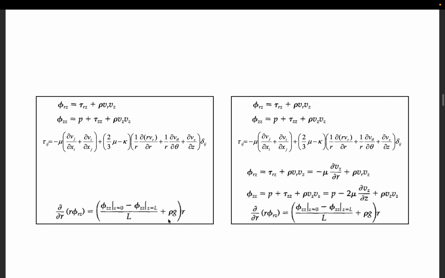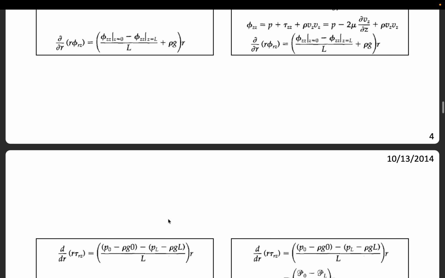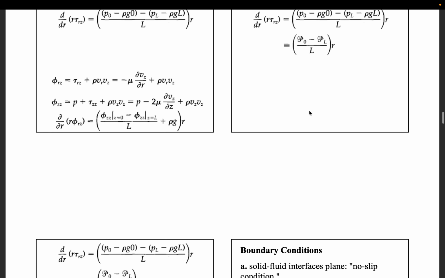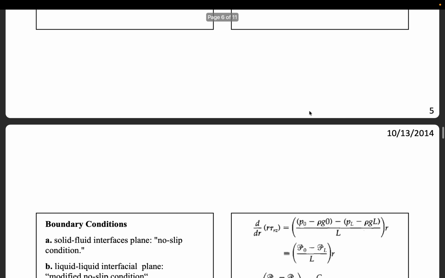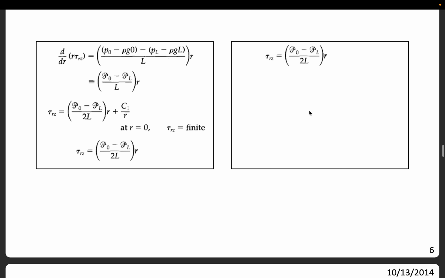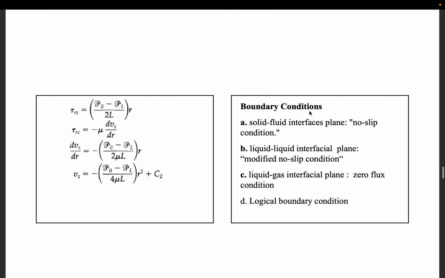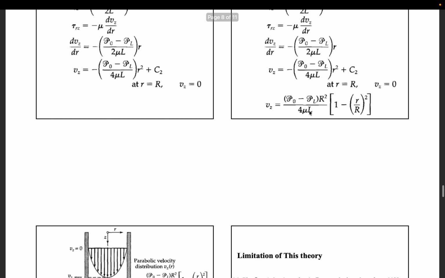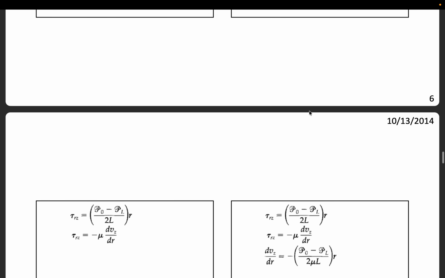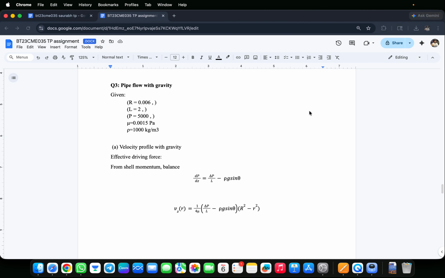and putting the values of phi rz and phi zz, our final term will come like this: p naught minus, and putting the value of gravity also, we can see here. So the shear stress is this much. Okay, so shear stress will come like that, g sin theta.